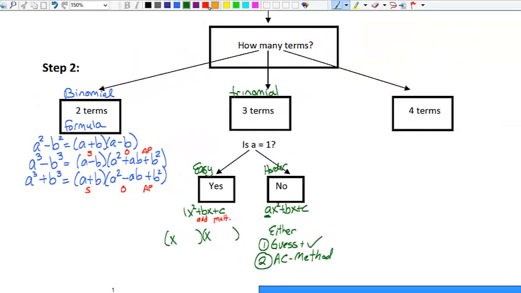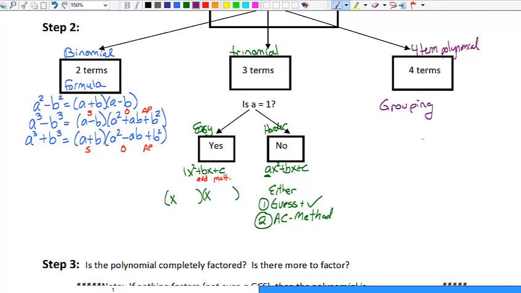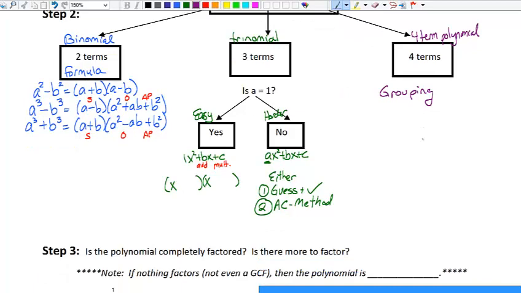So if it's 4 terms, that one doesn't have a nice, cute little name like binomial or trinomial. That's just a 4-term polynomial. If it's a 4-term polynomial, you must use grouping. Now, after you've decided what method you're going to use, if it's a binomial or a trinomial or 4-term polynomial, the last step, step 3, says, is the polynomial completely factored? Because even if you've done the factoring that you think that you're supposed to do, there might actually be more to factor. Okay, so step 3 is to always check to see if there is anything else that can factor some more.